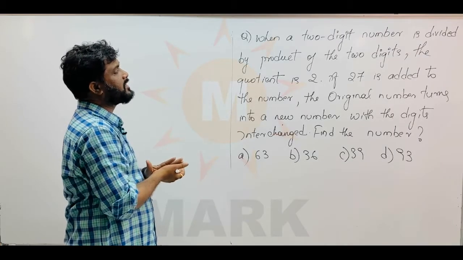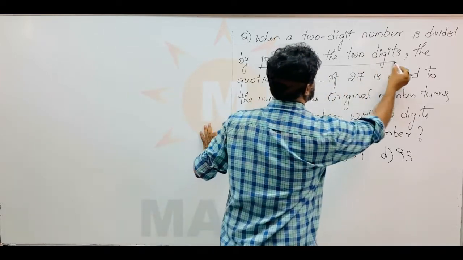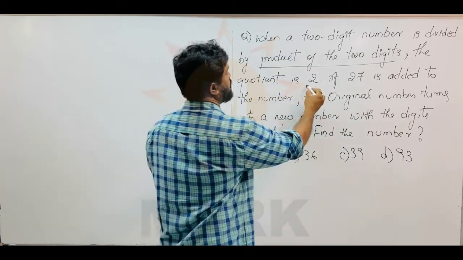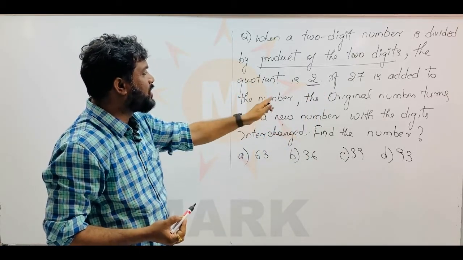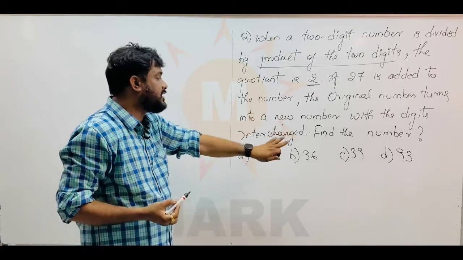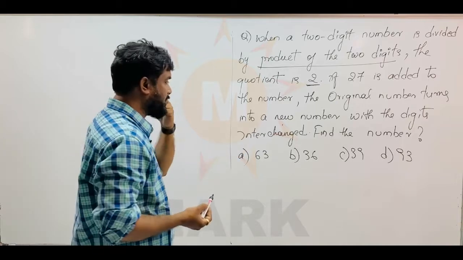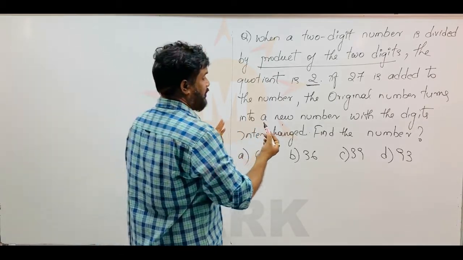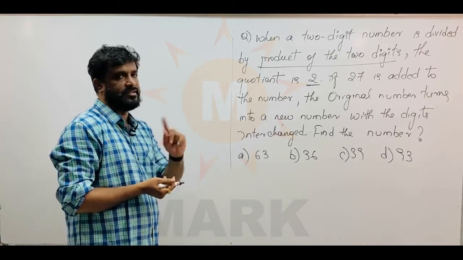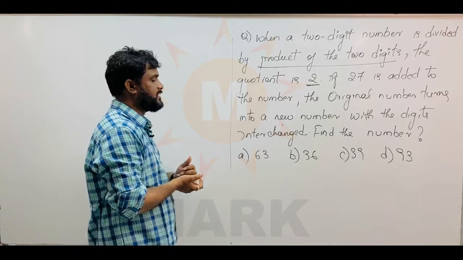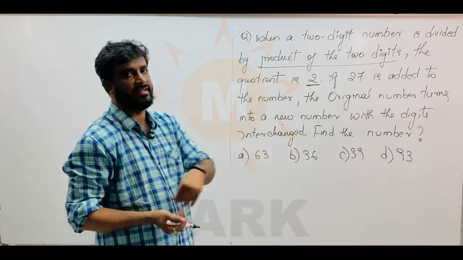When a two-digit number is divided by the product of the two digits, the quotient is 2. If 27 is added to that number, the original number turns into a new number with the digits interchanged. Interchanged or reversed, you have to take the meaning as the same. Actually reverse is not a correct word, but in some exams they are using it. Interchanged should be the proper word. Find the number. The options are 63, 36, 39 and 93.